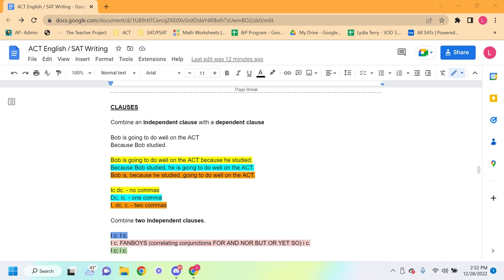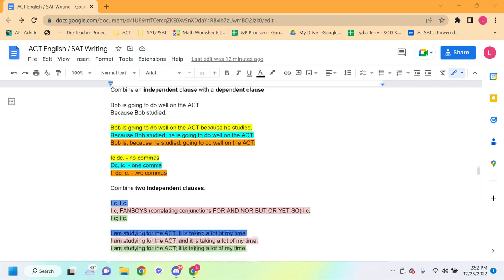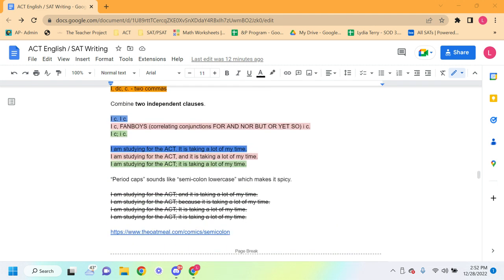Okay, let's say we wanted to combine 2 independent clauses. All right, there are 3 correct ways of doing this. We can do a period, caps. Independent clause, period, independent clause. Okay? We can do independent clause, comma, FANBOYS, independent clause. FANBOYS is an acronym for for, and, nor, but, or, yet, so. Okay? We can do an independent clause, semicolon, independent clause.